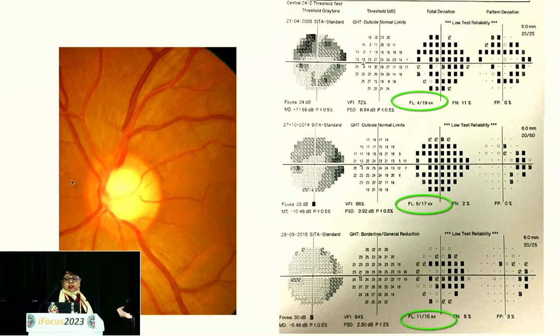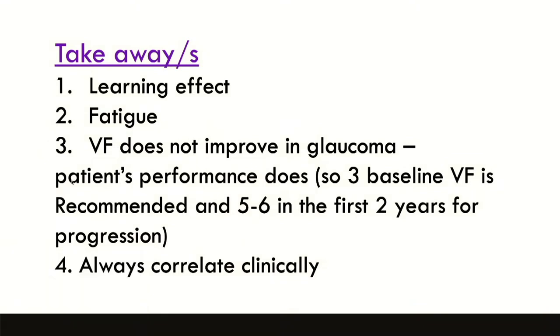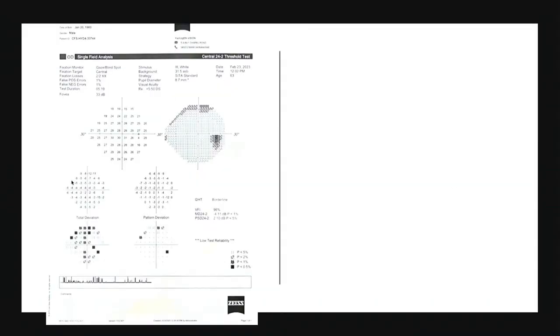Okay? Although fixation losses had been much, until the patient gets a normal field on a disc like that, you continue. All right? So the takeaway from this section is that there is a learning effect. Please remember that. There is a fatigue effect. Please remember that also. Visual field does not improve in glaucoma. Patient's performance does. Therefore, it is recommended that you have at least 3 baseline visual fields in the first year and up to 6 in the first 2 years if you want to talk about progression. And always, always correlate clinically.